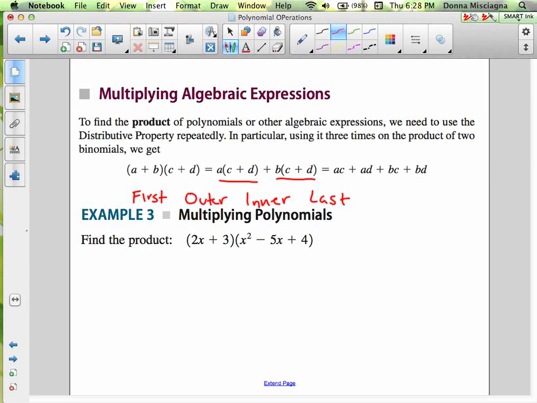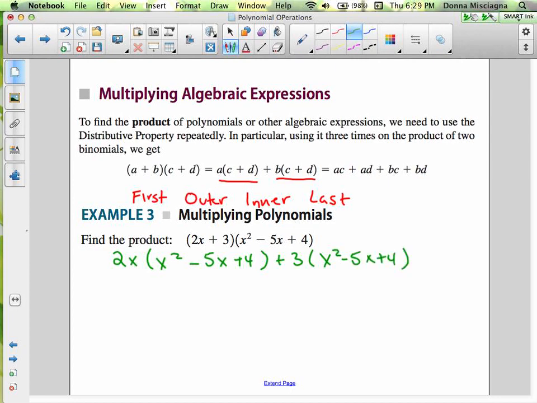So now let's look at 2x plus 3 times x squared minus 5x plus 4. If we want to multiply those two expressions together, we need to distribute the first term in the first expression to all the terms in the second expression. So we have 2x times x squared minus 5x plus 4. And then we need to distribute the 3 to all the terms in the second expression, x squared minus 5x plus 4.